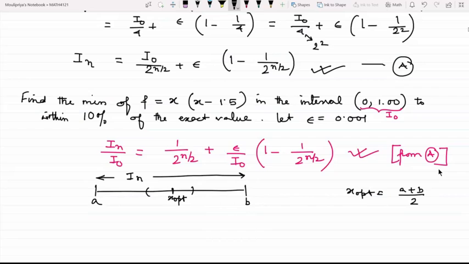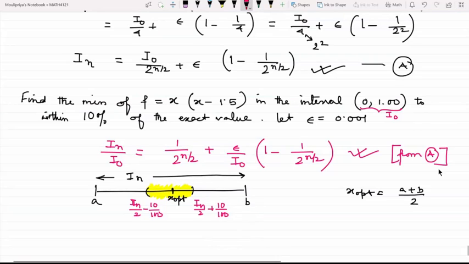Okay, now within 10% of the exact value, what does that mean? That means the interval encircling x optimum, if I call this point In, is In by 2 minus this, and this is In by 2 plus this. So I want this kind of an exactness. Am I okay with this? Yes, ma'am.